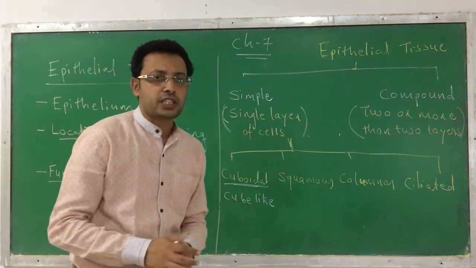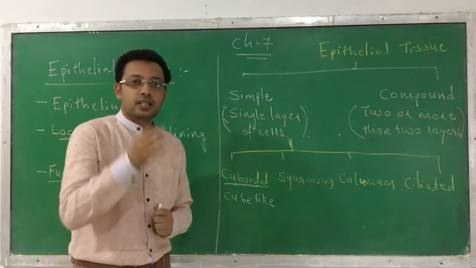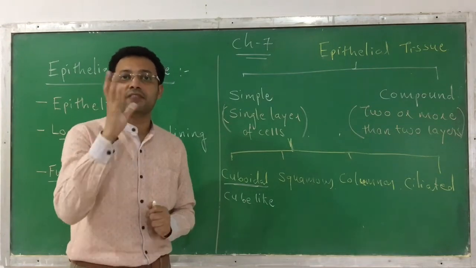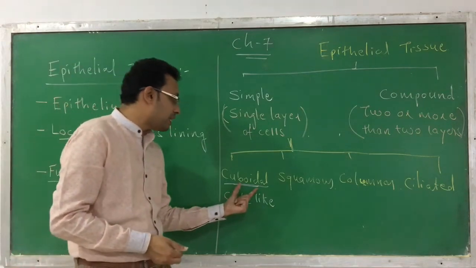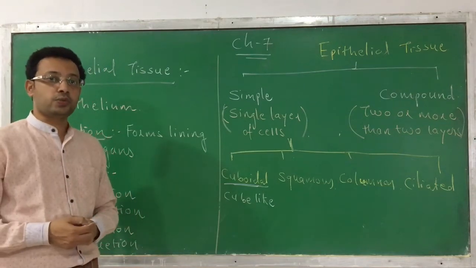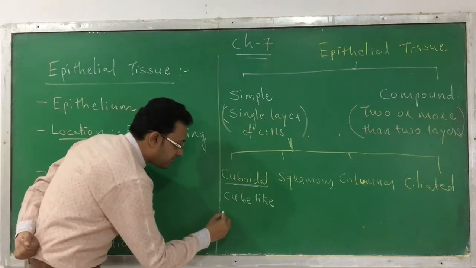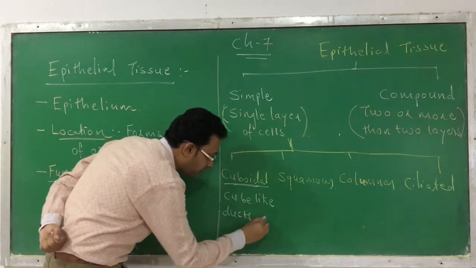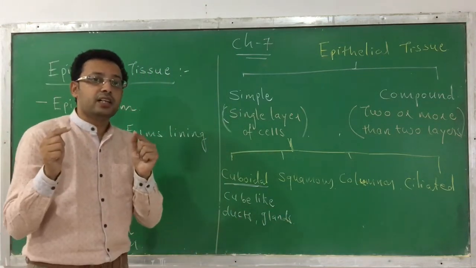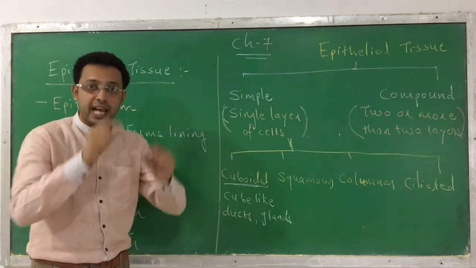In every tissue, you have to remember three important points. One is the shape of the cell. Second is the location where it is present, more specifically. And third is its function. So the cuboidal epithelial tissue is cube-like. Now, where is it present? It is present in ducts or glands, like the ducts of the salivary gland, or in the lining of the proximal tubule.